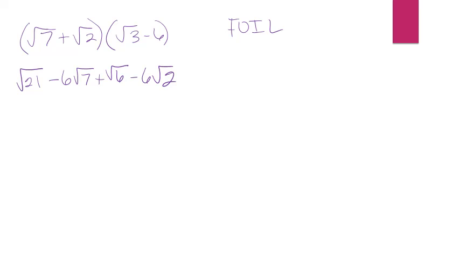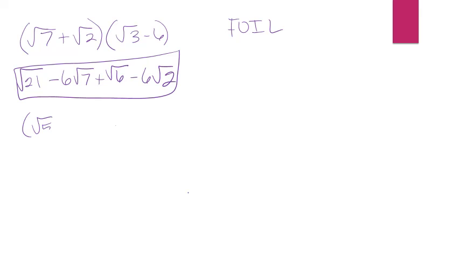Let's look at our 21. It just has 7 and 3. 7 doesn't have anything that can come out of it. 6 is just 2 and 3. And 2 doesn't have anything that can come out of it. So this is as simplified as it can get. Let's go ahead and look at another one now.